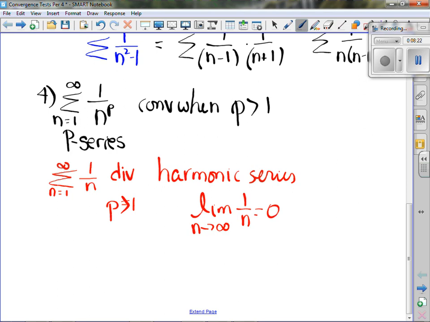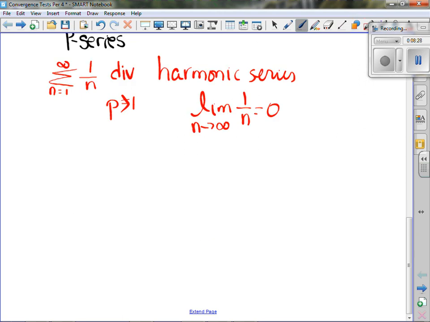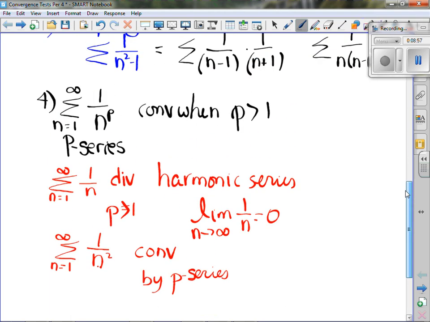Remember, if the limit is 0, we know nothing. But if that hadn't been 0, we'd be in trouble. And the limit of this sequence, 1 over n squared, also goes to 0. But does this converge or diverge? Converges, and you say by the p series. You could say this one diverges because it's harmonic. Everybody knows that. So we have to find a better way to do this.